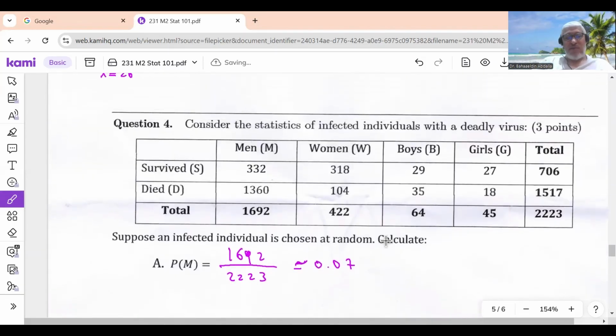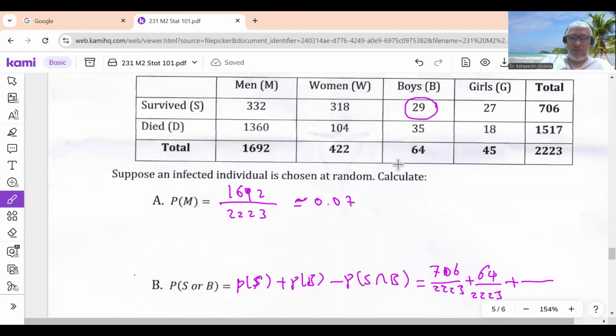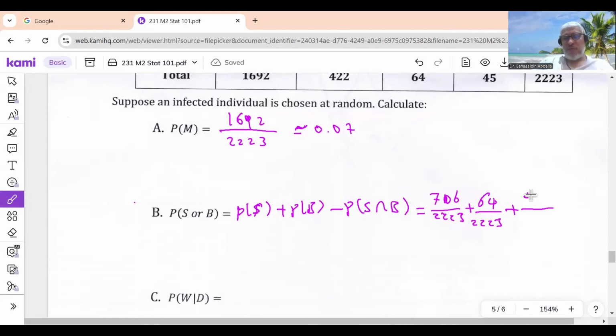And S intersection B, this is survived and this is B. So 29 boys survived. So this is the intersection. The number of individuals in the intersection is 29. And if you add 706 plus 64 minus 29, you will find that the answer is 741. So, and this is actually 1/3.